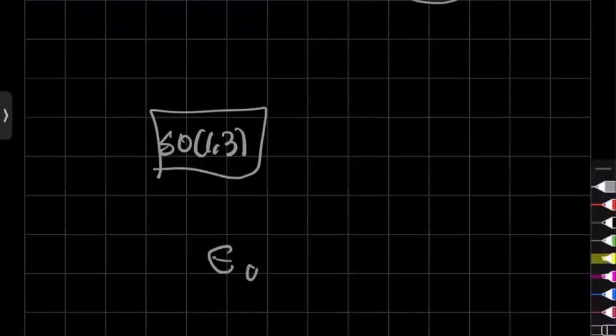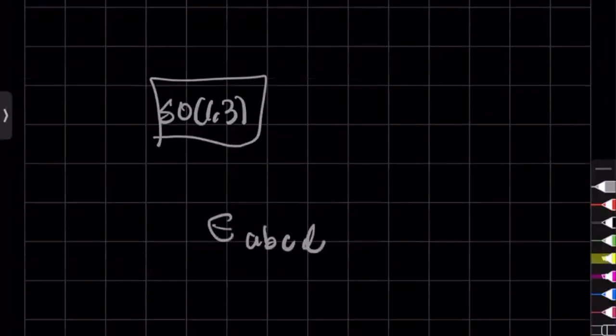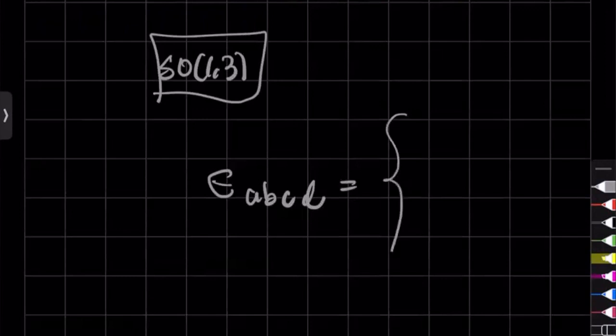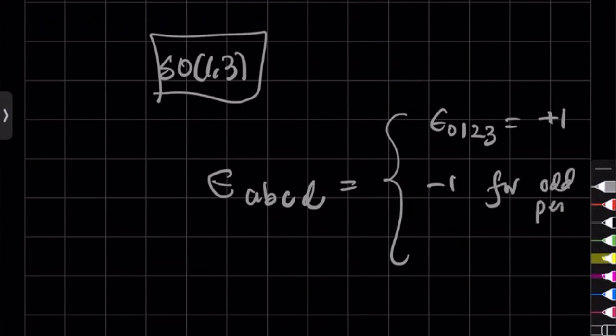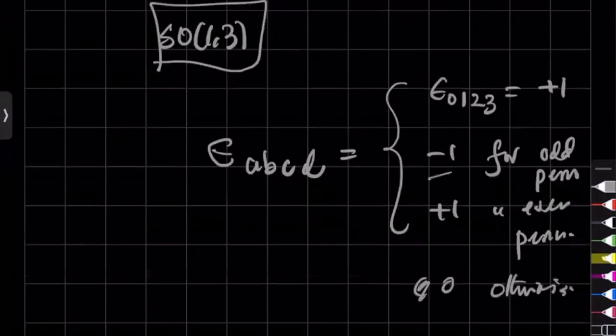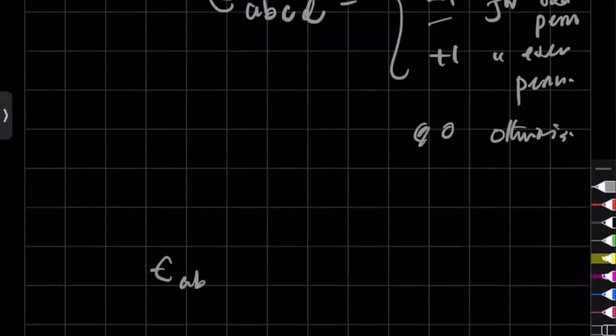It's just the Levi-Civita in 4 dimensions. This is defined such that epsilon_{0123} is +1, and it's -1 for odd permutations, +1 for even permutations, and 0 otherwise, right?